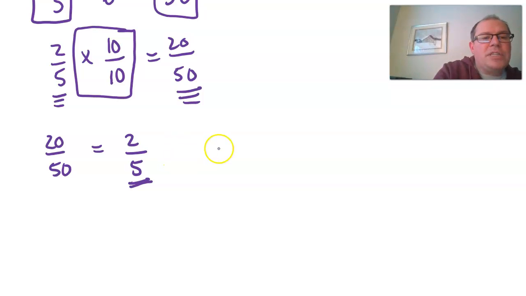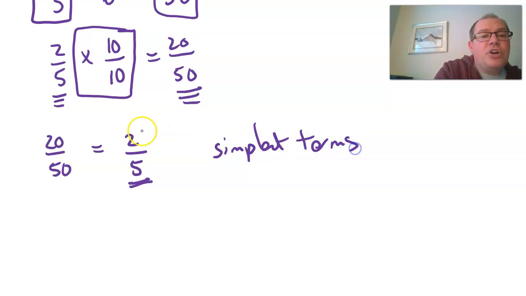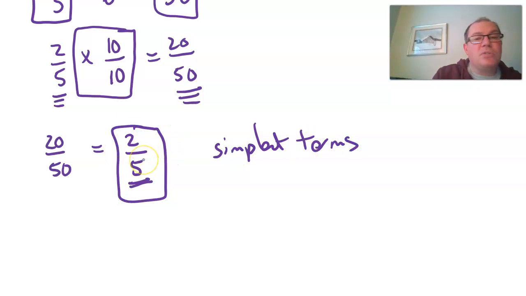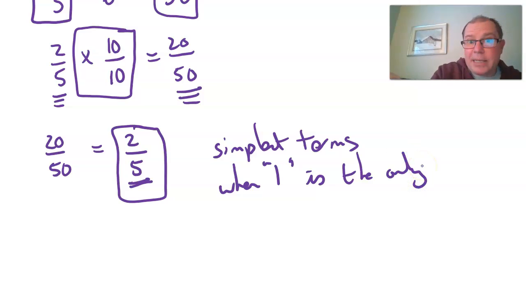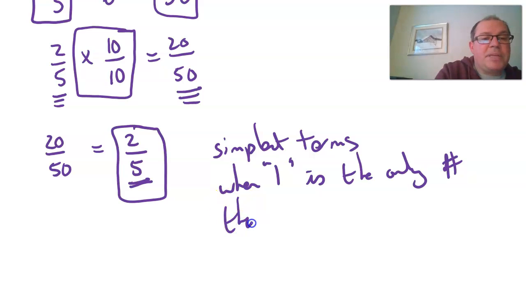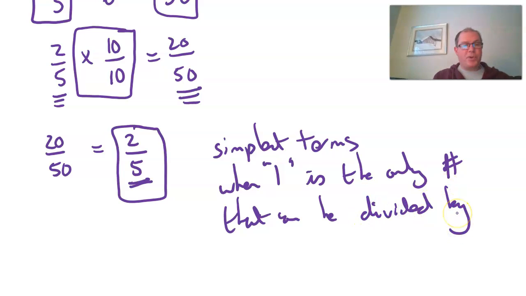So that's how you know you've got it in its simplest terms, when the only number that goes into your final top number and bottom number, the numerator and denominator, is in fact 1. So you've got it in its simplest terms when 1 is the only number that the numerator and the denominator can be divided by. That's what I'll write.